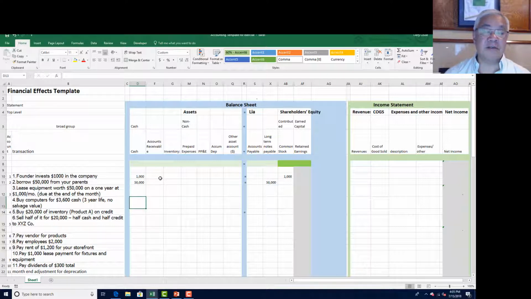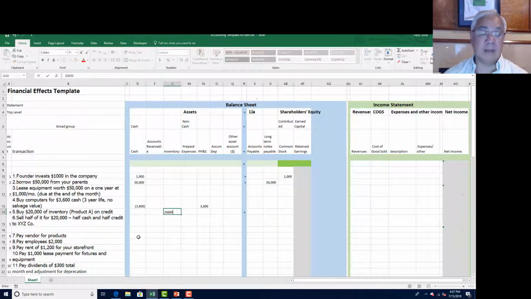Next, we buy computers for $3,600 in cash. So let's start with cash, and it goes down by $3,600. And assets go up by $3,600. And we'll have to remember later on at the end of the month to record the depreciation for this month. All right, next we have inventory. We're going to purchase $20,000 of inventory, but on credit. So our inventory goes up by 20, and we owe our vendors $20,000.